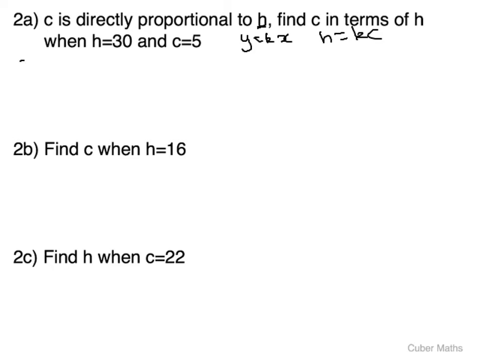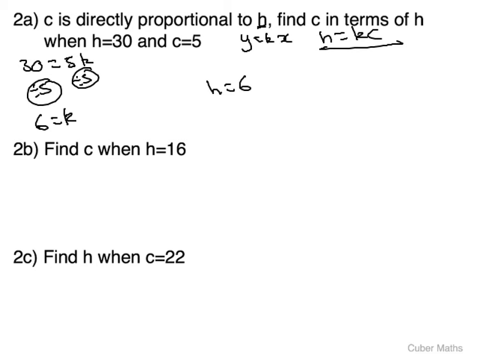So our h is 30, so 30 is equal to kc, and our c was 5, so we're going to have 5k. Now to find out what k is, we need to divide both sides by 5 because we want 1k. So when we divide by 5, we end up with that 6 is equal to k. But again it says find c in terms of h, so we need to put that back in our formula we wrote. H is equal to 6c.